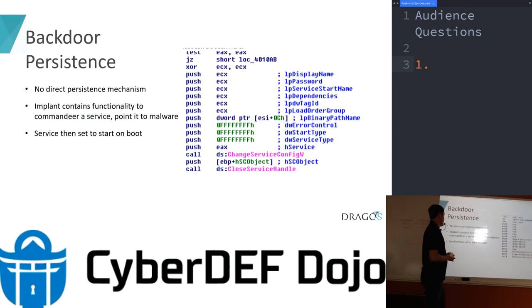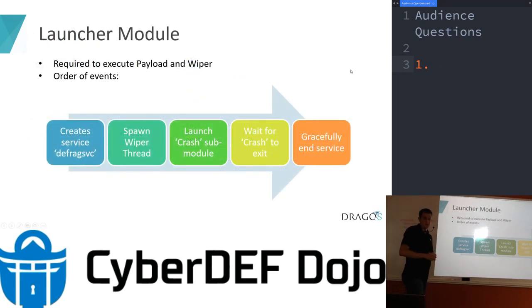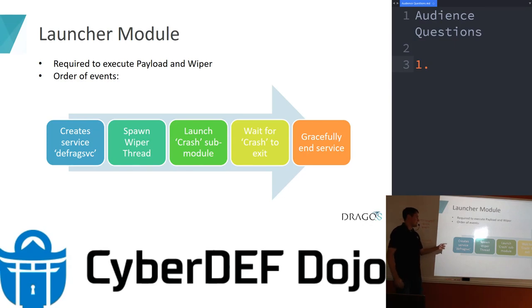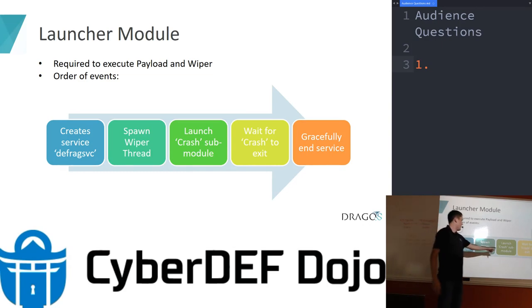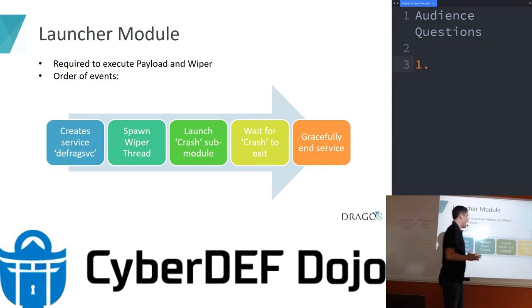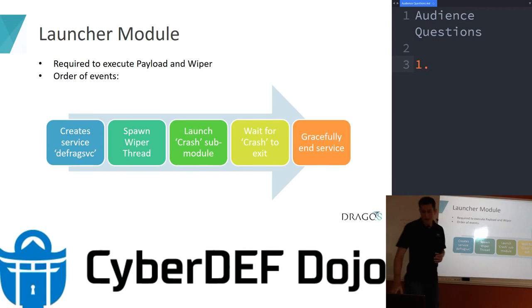The persistence, it would just set itself up as a service, and so outside of that, there wasn't really anything intricate there. So the launcher module, this is what executed the payload and those wipers, so the actual industrial protocols. It would create a service, it would spawn a wiper thread, and this wiper thread had an hour cooldown before it actually started running the wiper, and we'll talk about how the wiper works on the next slide. It would then call the exported crash function of that DLL, of the dynamically linked library, which would be the code, whether it be the IEC 104, the protocol server. It would wait for that to finish, and then the main part would end, although the wiper thread would stay.